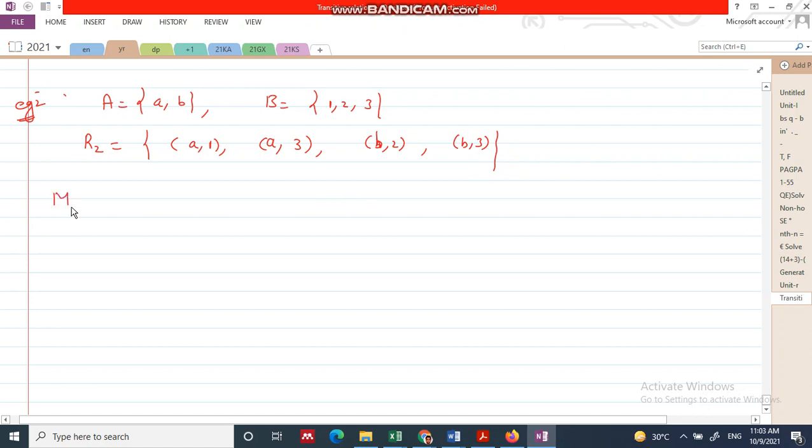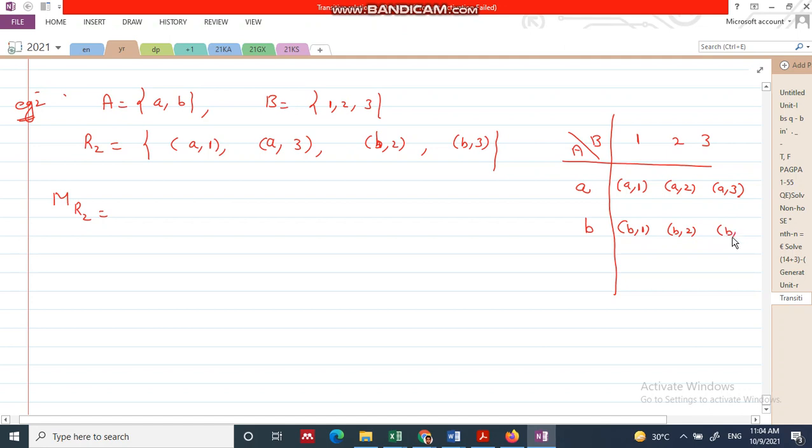So we want to find the matrix representation of this. You see that on this side we write the A set and on this side we write the B set. In A we have elements like a and b, and in B we have elements 1, 2 and 3. So the very first element becomes (a,1), the next becomes (a,2), then (a,3), here it becomes (b,1), here (b,2), and here (b,3).